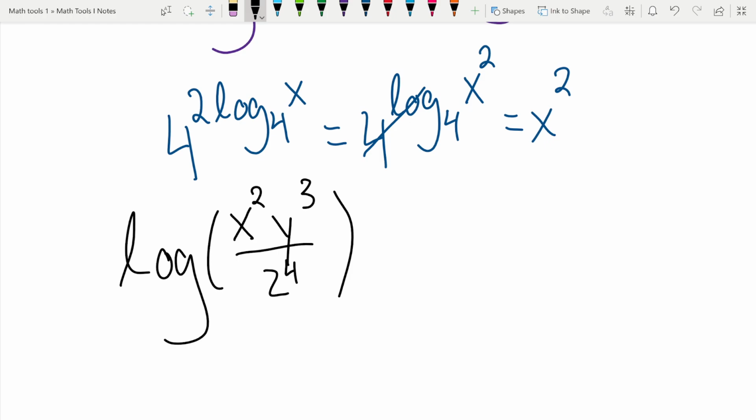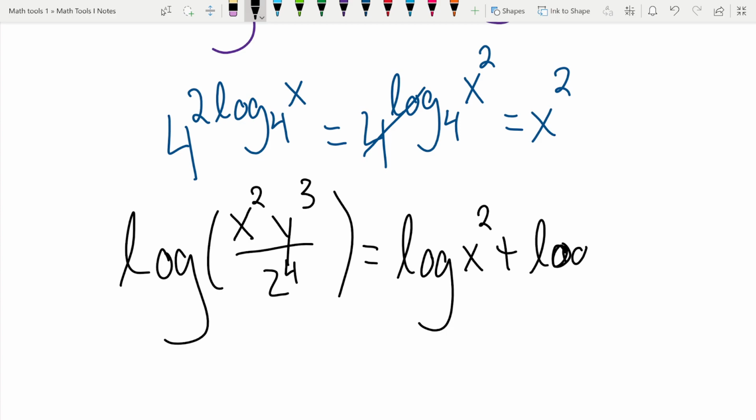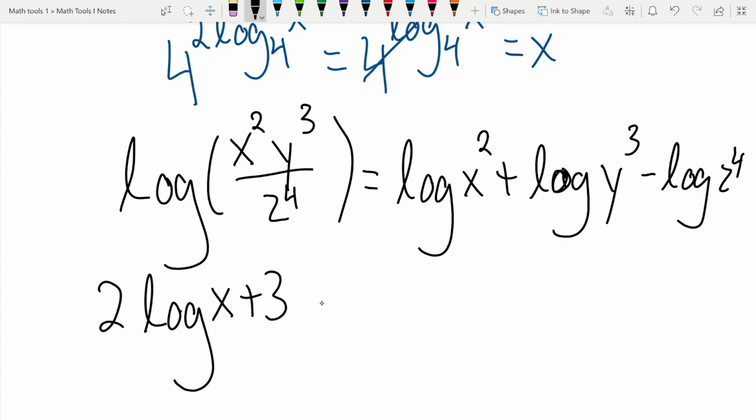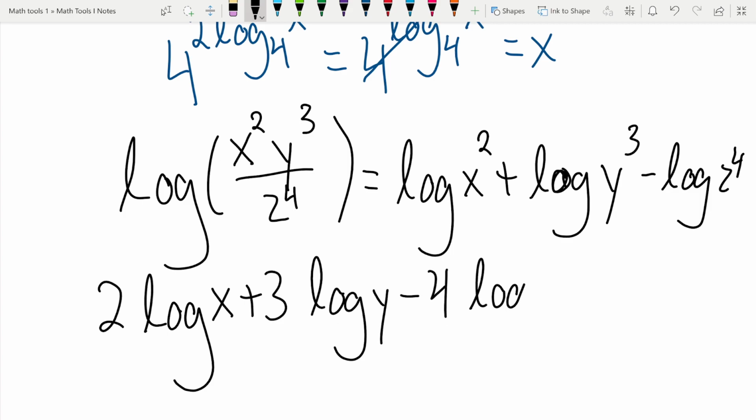Okay, so first we expand it out with our product rule and our quotient rule, minus log of z to the fourth. Okay, so we just write it all in a row like this. So the first part's from the product rule, and then the minus part is from the quotient rule. And then we use the power rule to bring all the exponents out front. So we get 2 log of x plus 3 log of y minus 4 log of z.